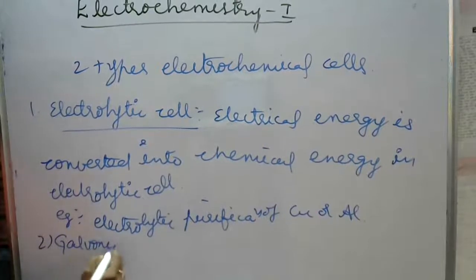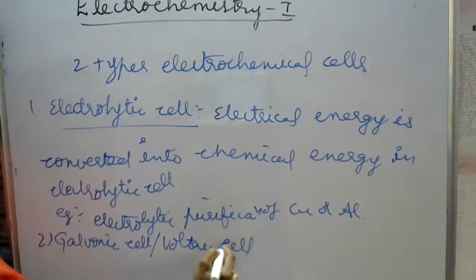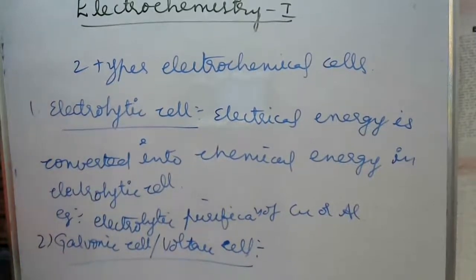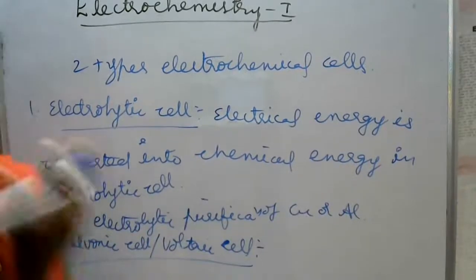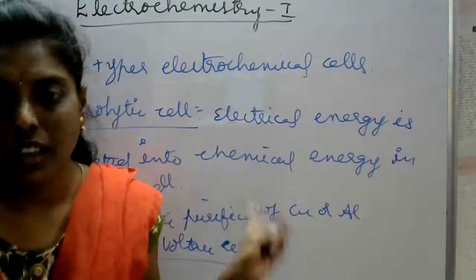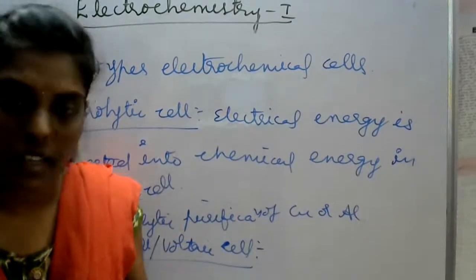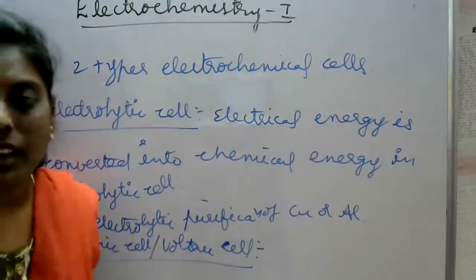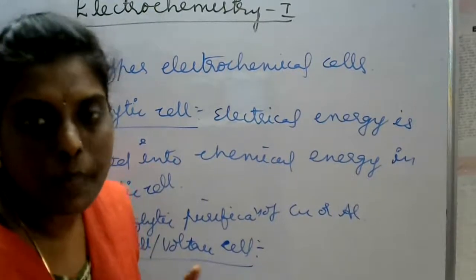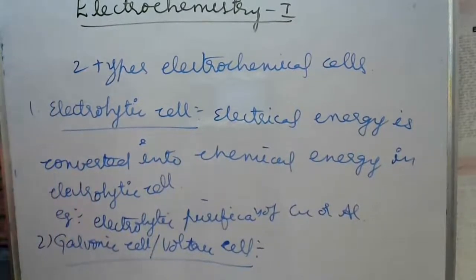The second one is the galvanic cell or voltaic cell. Here it is reversed: chemical energy is converted into electrical energy in the galvanic cell. In the electrolytic cell, electrical energy is converted into chemical energy, but in the galvanic cell, chemical energy is converted into electrical energy.